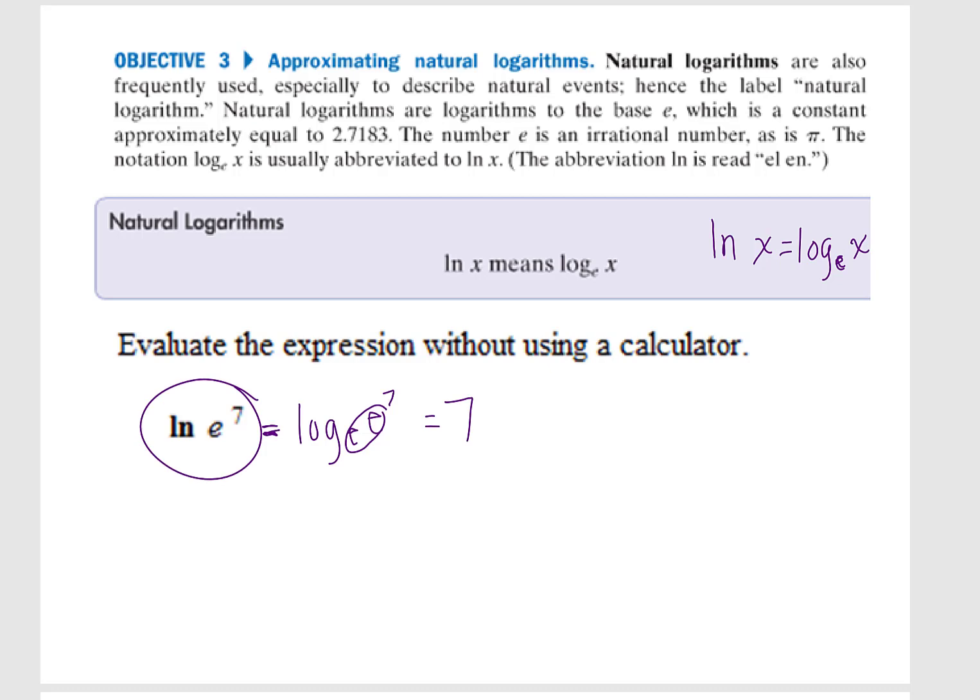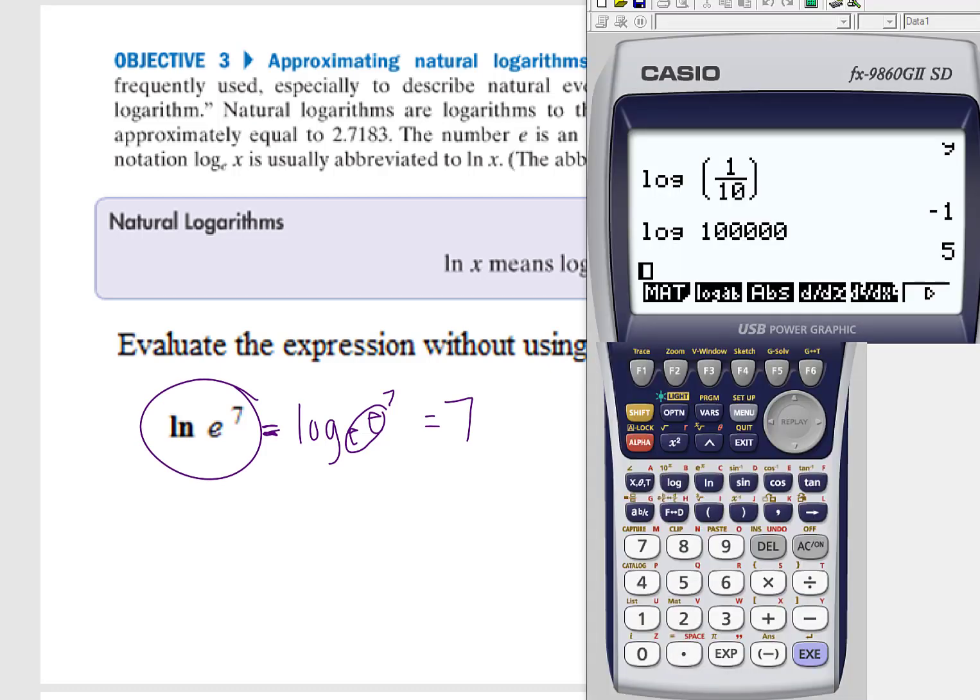Now you could enter this in your calculator. Let's go ahead and do that. I'm going to do ln, then shift, put a 7 up there, and I get 7. But that's why anytime you have that situation, oh, that's going to be whatever the exponent is, because I'm using that inverse property for my logs.